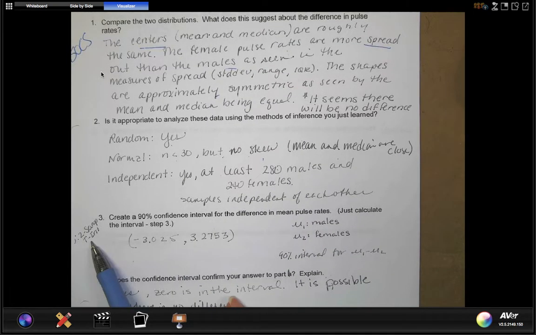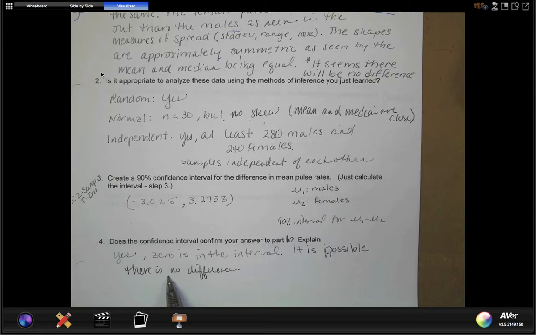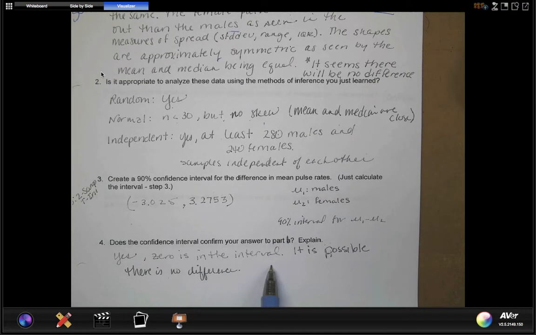I create the interval using my two sample t interval. And does it confirm my answer in part one? So yes, 0 is in the interval, so it's possible that there's no difference. Okay.